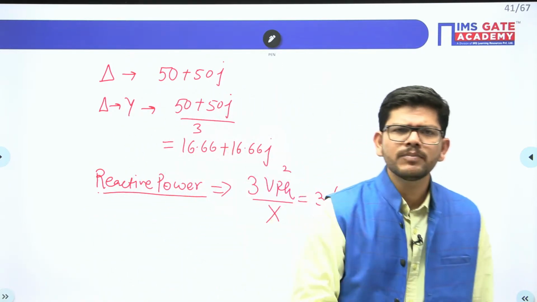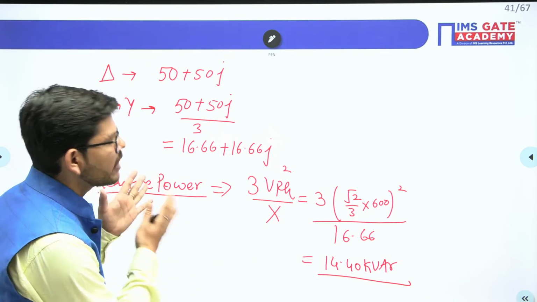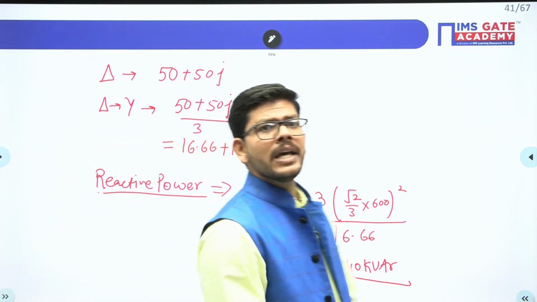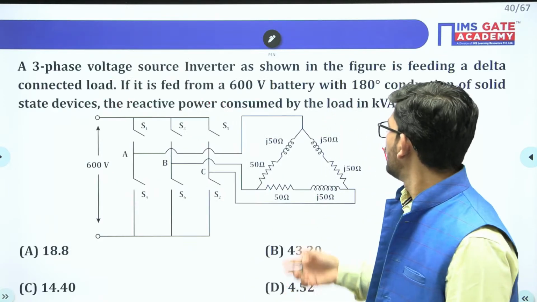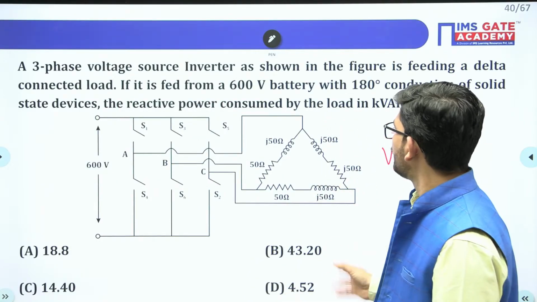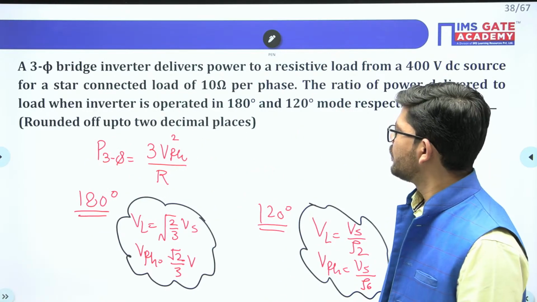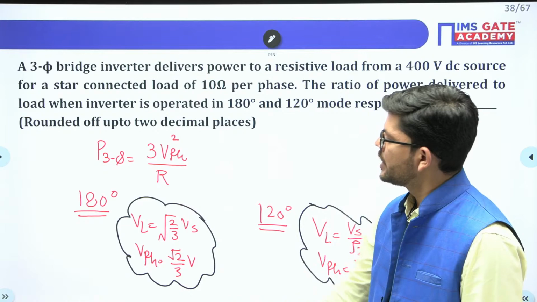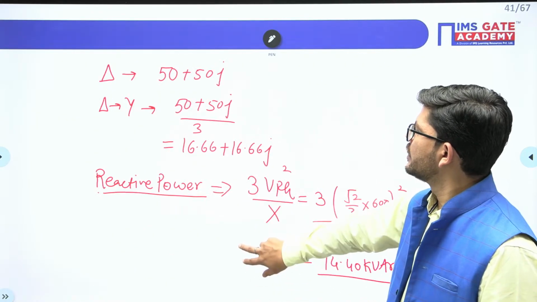In the previous problem we calculated the active power. In this problem we are calculating the reactive power. Now this problem may be changed. Instead of a 180-degree inverter, you might get a 120-degree inverter. So the only thing that you have to do is remember these expressions, and nobody can stop you from gaining marks for this kind of question.